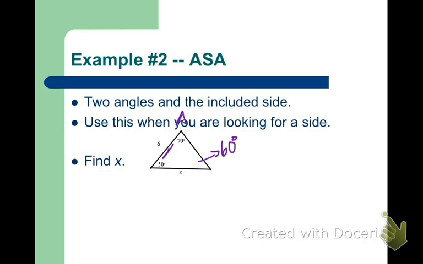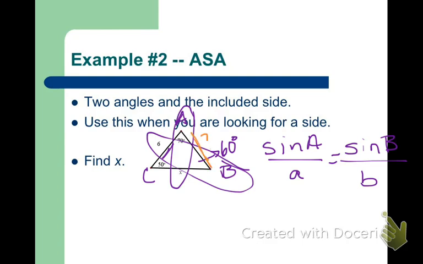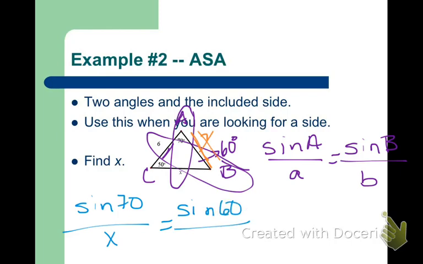So if I label my 3 sides A, B, C, and I could label them in any order, we see that the sine of A over A, that has my unknown, is going to be equal to the sine of B over B, which I know both pieces of information. Since I don't know C over here, I don't want that one. I'm just going to use A and B. So that's the sine of 70 over x, which will be equal to the sine of 60, which we solved for, over 6.